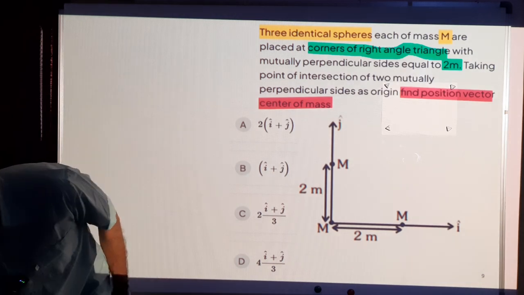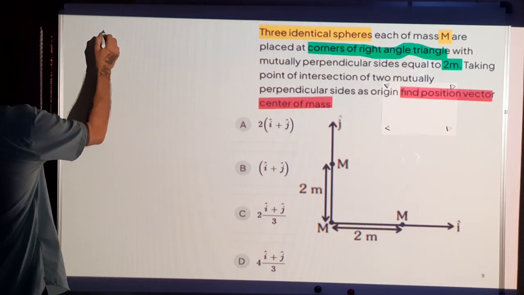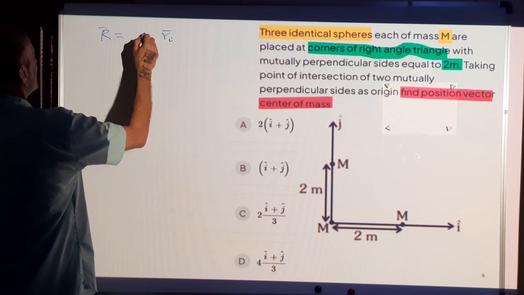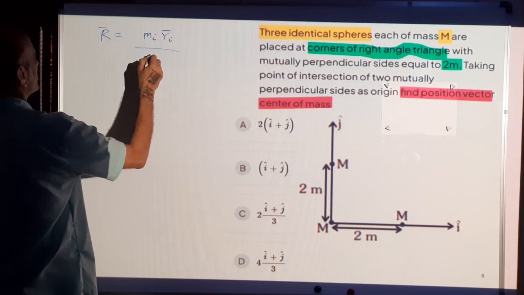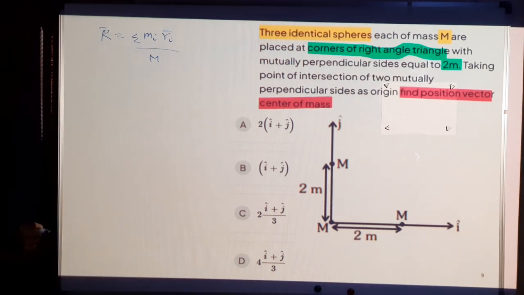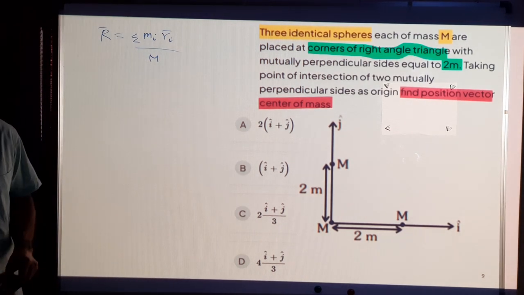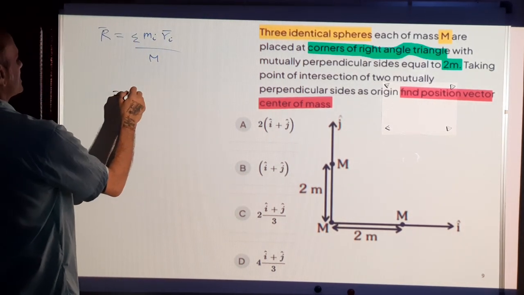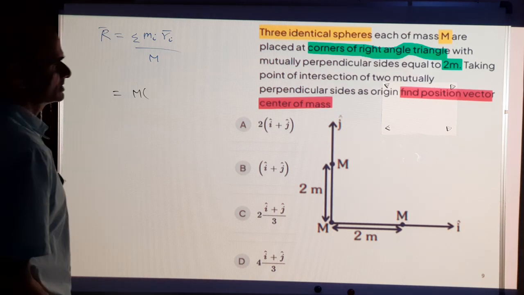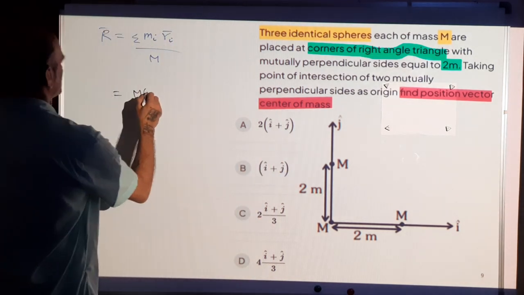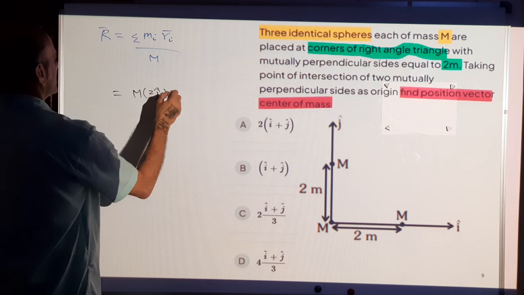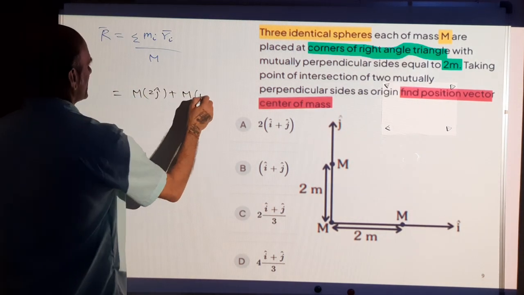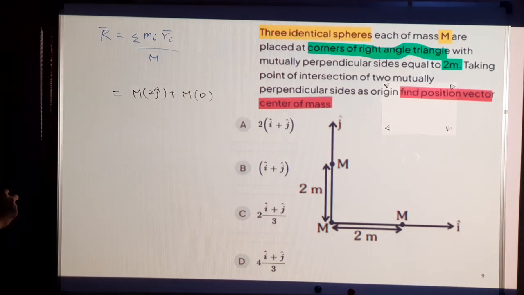So the center of mass formula in vector form: the position vector of the center of mass is a combination of individual position vectors with the weightage of the mass, divided by the total mass, and you have to sum over all the particles. So straightforward. Let me take the first particle: the mass is m, and the position vector is on the y-axis, 2 j cap. Second mass m is at the origin, so 0 i cap plus 0 j cap. So basically 0, it will not contribute.